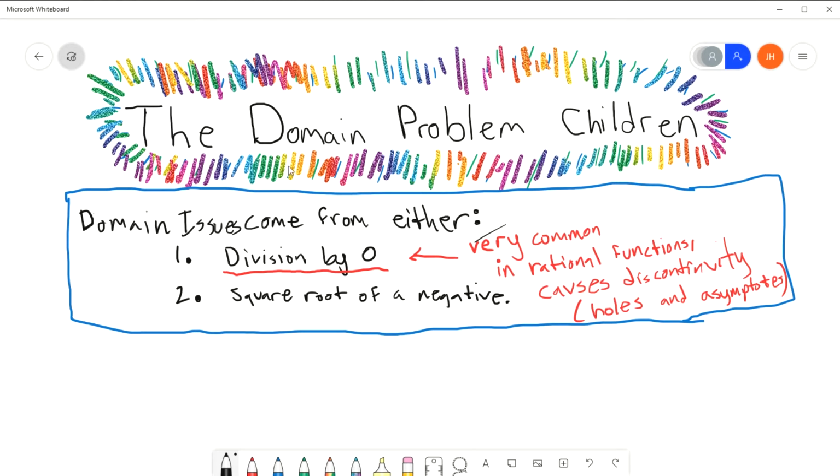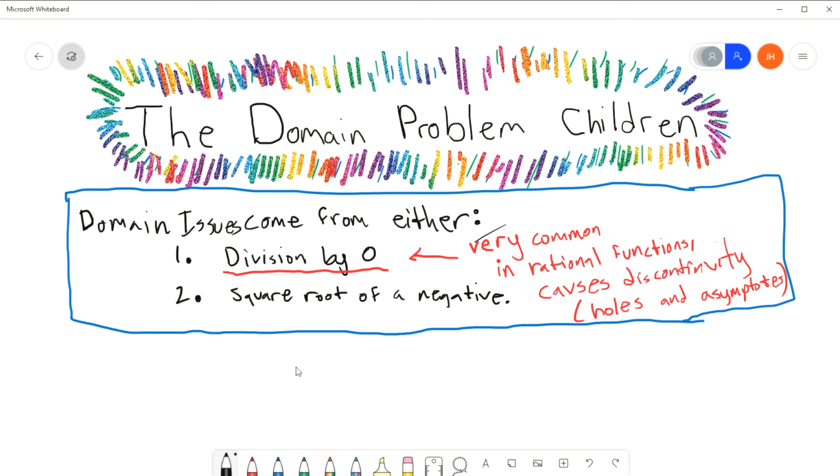The first issue that you could have is division by zero. This is the focus of what we're talking about today, and it's very common in rational functions. Division by zero is what causes discontinuities such as holes and asymptotes. The other domain problem child is the square roots of negative numbers. That's what causes those imaginaries. This is an idea that we'll talk about another time. For now, we're going to focus on division by zero.